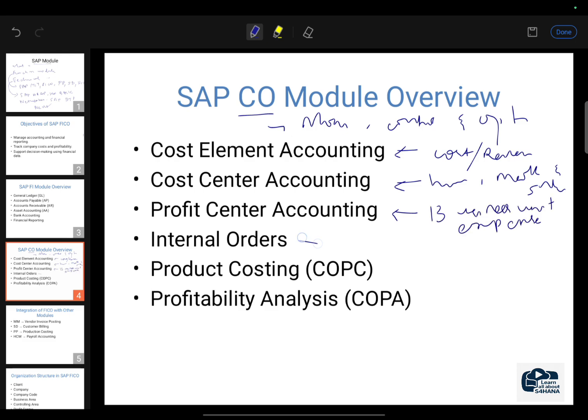So the next submodule is internal orders. This internal order module is intended to manage all expenses associated with smaller internal projects or with non-fixed assets. We can also say that this module is used for temporary or short term cost tracking and control.